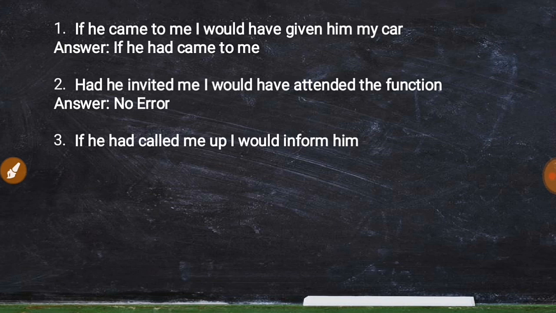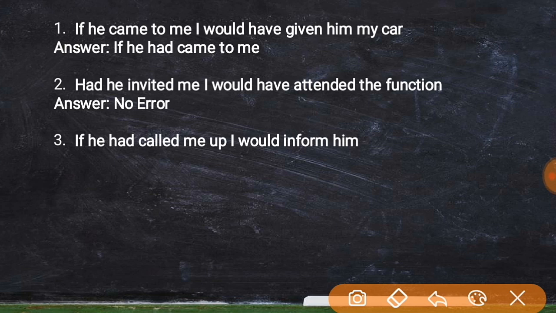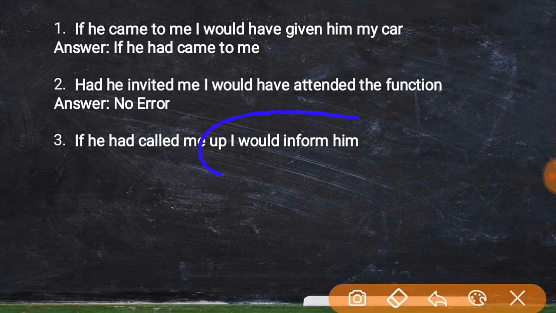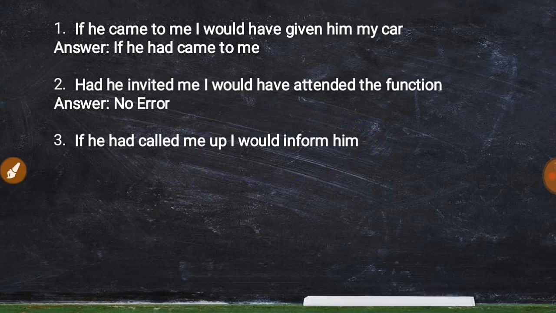Now, if he had called me, I would inform him. What is the conditional sentence that I am telling? If he had called me, this is the perfect form, so there would be I would, then have plus V3 form, but here it is I would inform him. So the error is here. What would be the correction? I would have informed him. Yes, I would have informed him.